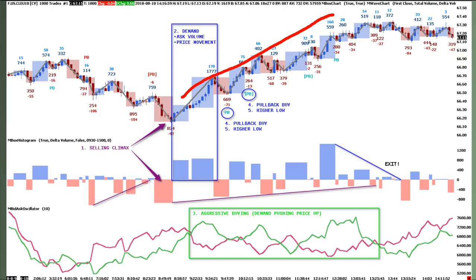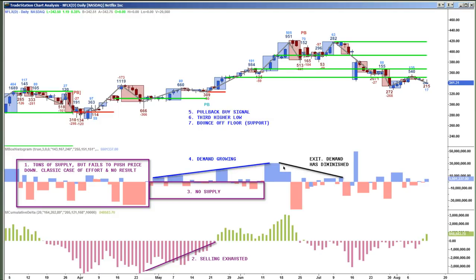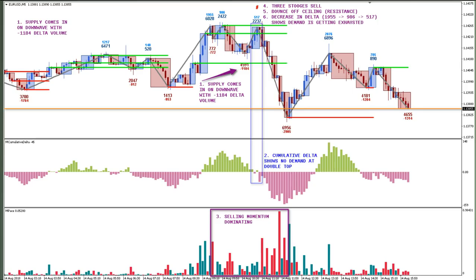Okay, we go back to this slide. Similar, we see demand diminishing, then we see a climax. Now we see a fall. So it's good to pay attention to things like that. Let's go to the next slide.